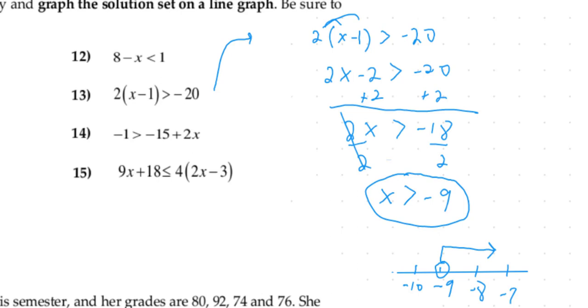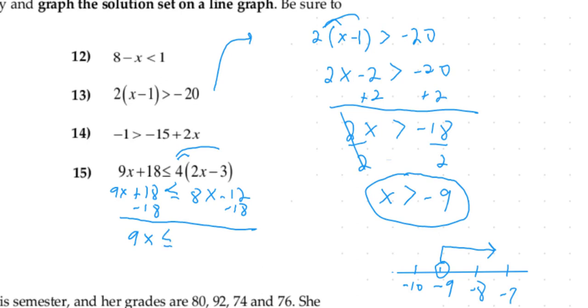Now, if I want to do number 15, I'm going to distribute the 4. So I'm left with 9x plus 18 is less than or equal to 8x minus 12. And now I will subtract 18 from both sides. And I'm left with 9x is less than or equal to 8x minus 30. And then if we subtract 8x from both sides, you'll see we're left with x is less than or equal to -30. All right, that's my answer.